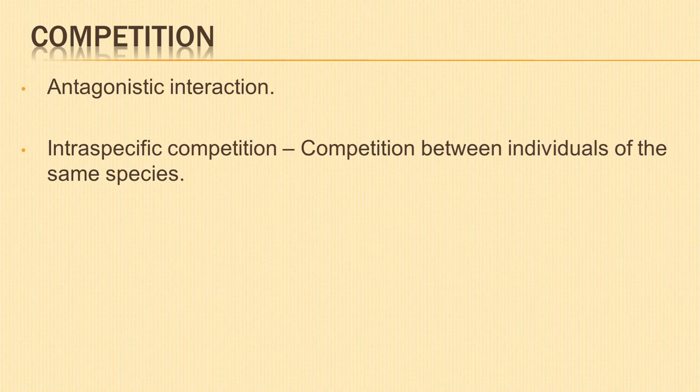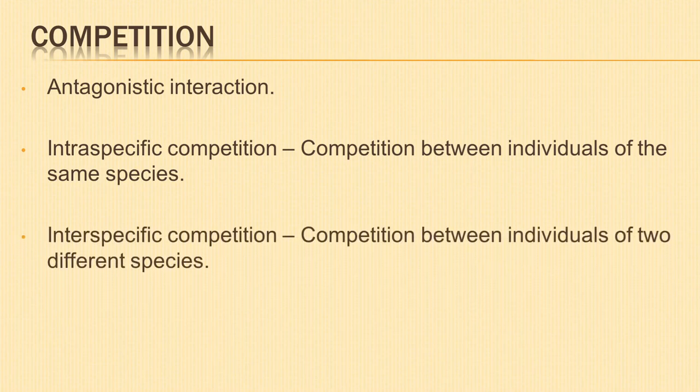The competition between individuals of the same species is intraspecific competition. It occurs when members of the same species compete for the same resource in an ecosystem. Interspecific competition may occur when individuals of two different species share the same resource in a particular area. Example, leopard and lion living in a forest feed on similar prey.